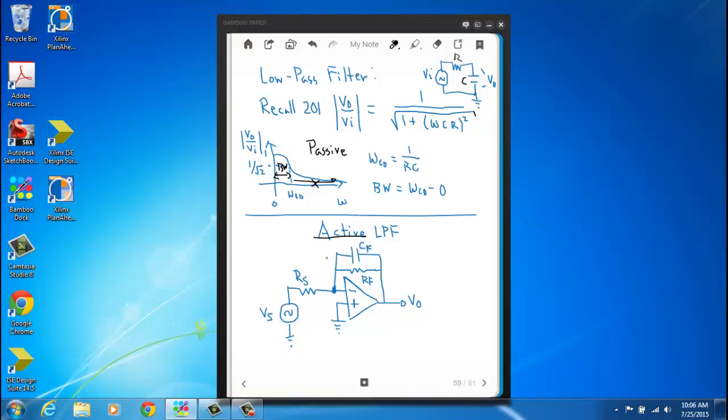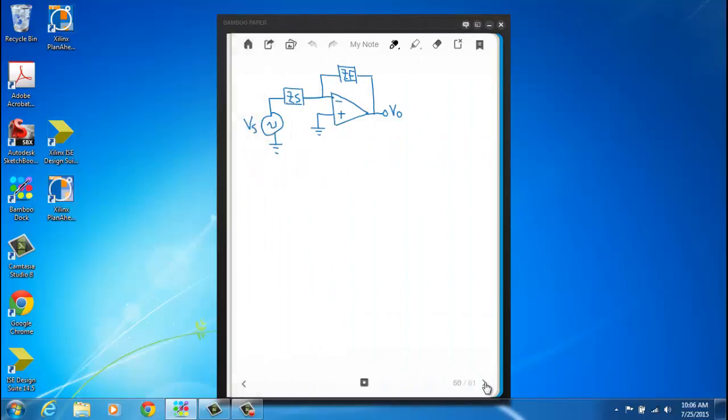Now, to come up with an expression for the ratio of V out to the input Vs, we could do a node voltage expression right here at node A, like we've been doing in previous op-amp analysis. However, to make the analysis a little simpler and to take advantage of things we already know, we're going to represent the resistor on the input side as just an impedance ZS, and the capacitor and resistor in parallel in the feedback as an impedance ZF.